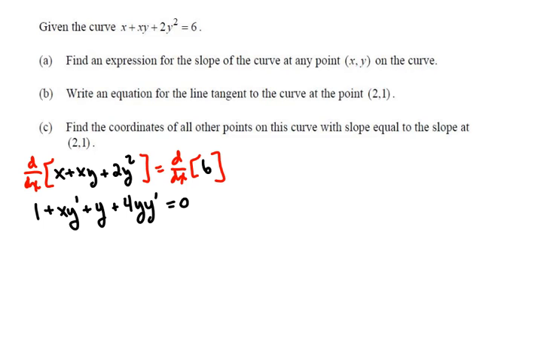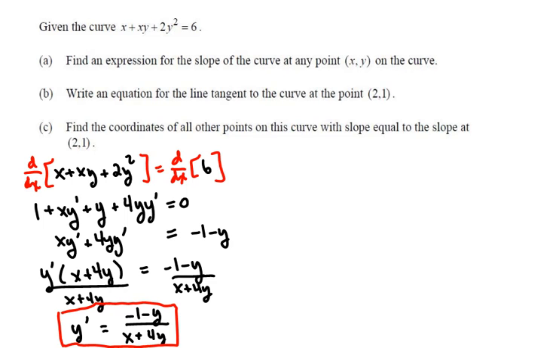What I want to do next is to group my y primes and move everything else over. So on the left side I'll have x y prime plus 4y y prime, and on the right side I will have negative 1 minus y. I'm going to factor out a y prime from the left side, and that leaves me x plus 4y. I'm going to divide both sides by x plus 4y, and that leaves me y prime is equal to negative 1 minus y over x plus 4y.